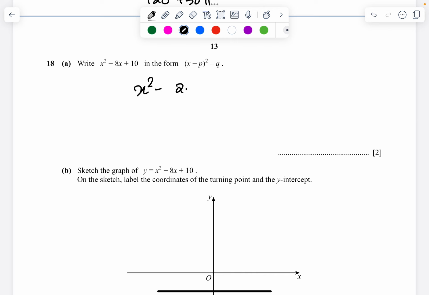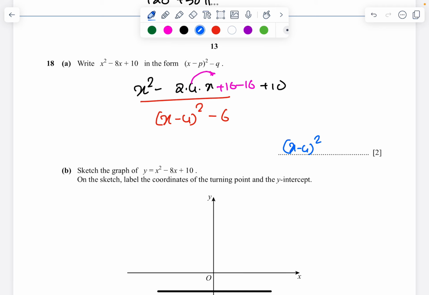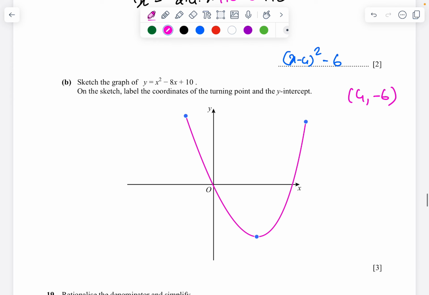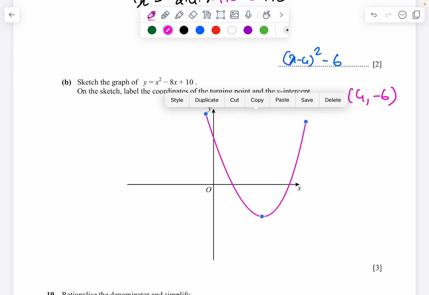Write down x square minus 8x plus 10 in the form of completing the square. X square minus 8x can be written as x square minus 2 times 4 times x plus 10. So 4 square is 16. Adding 16, subtracting 16. This will become x minus 4 whole square minus 6. So answer is x minus 4 whole square minus 6. Sketch the graph. So we know that the turning point is going to be 4 comma negative 6. This should be the approximate turning point, but yes, 4 negative 6, and this value should be 10.